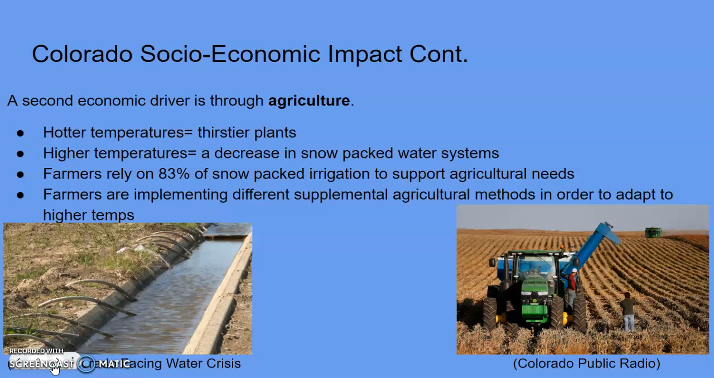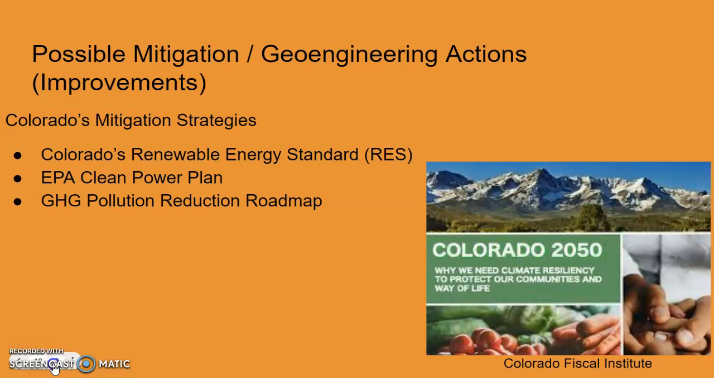Scientists have said that the need for water is going to increase, as our population will also increase. This is an important issue if snowpacks continue to decrease due to increasing temperatures. Colorado is expected to have a temperature increase of 1.5 to 2 degrees Celsius on a global average. This change may seem small, but agriculturally, it's a huge impact.